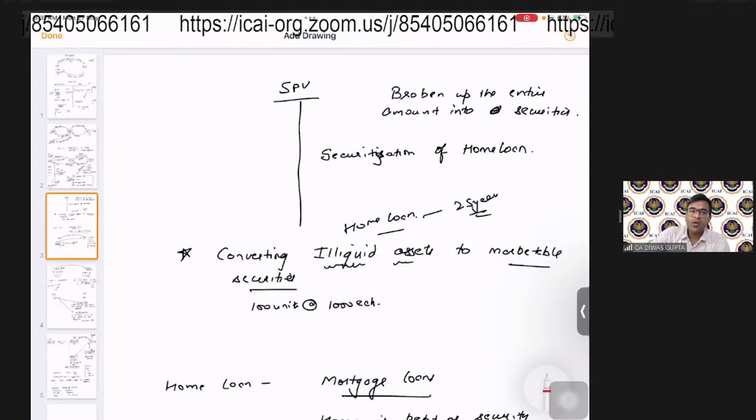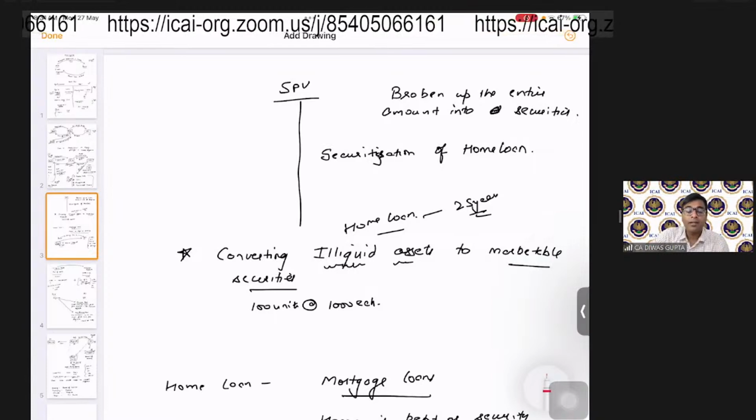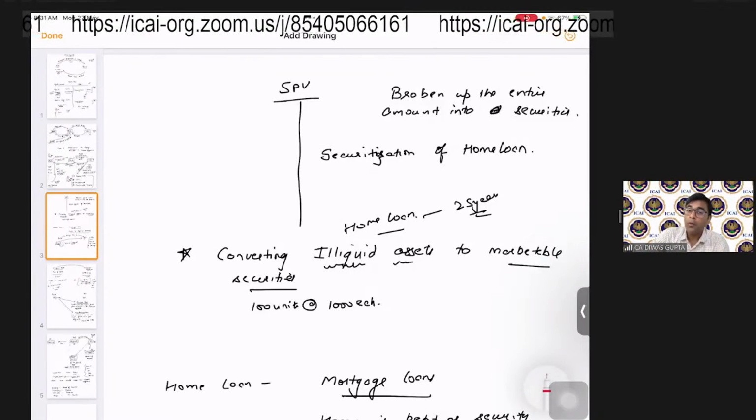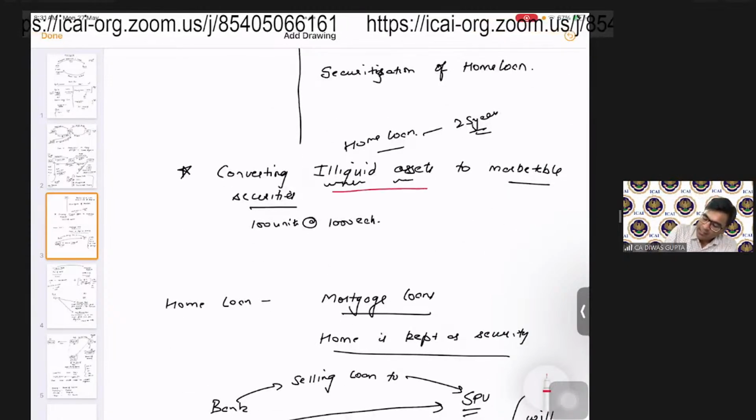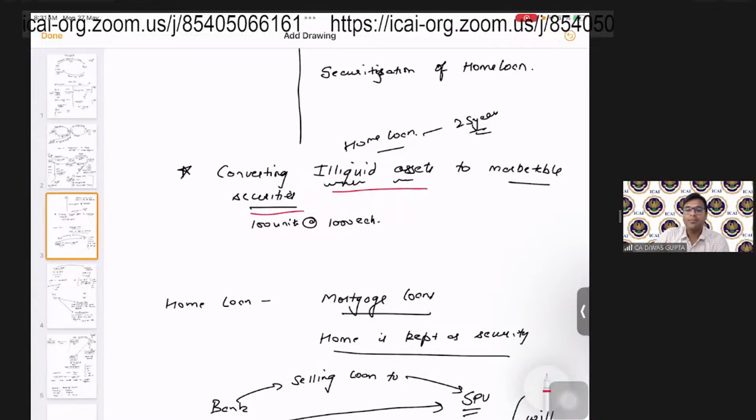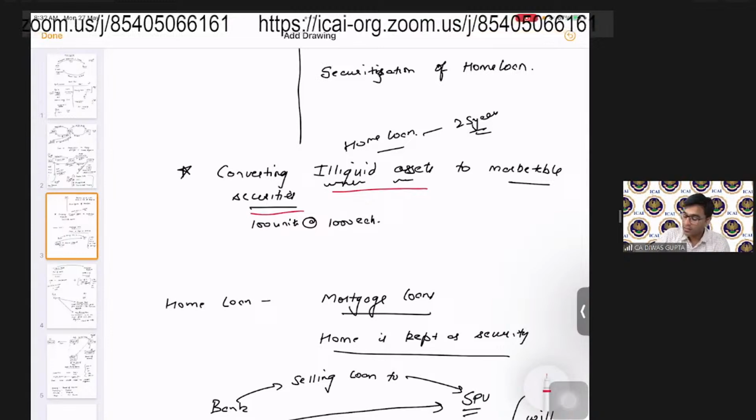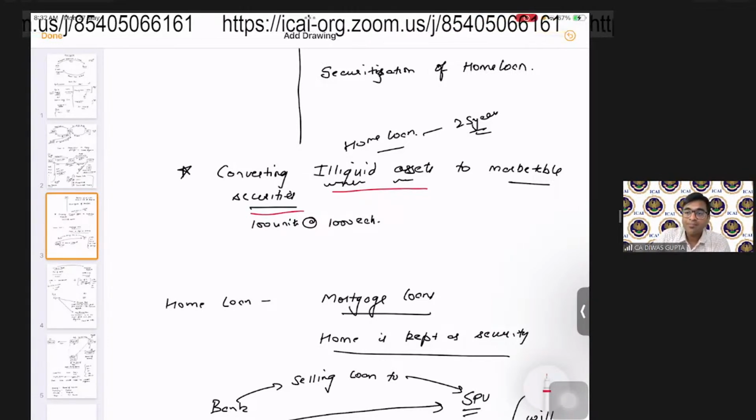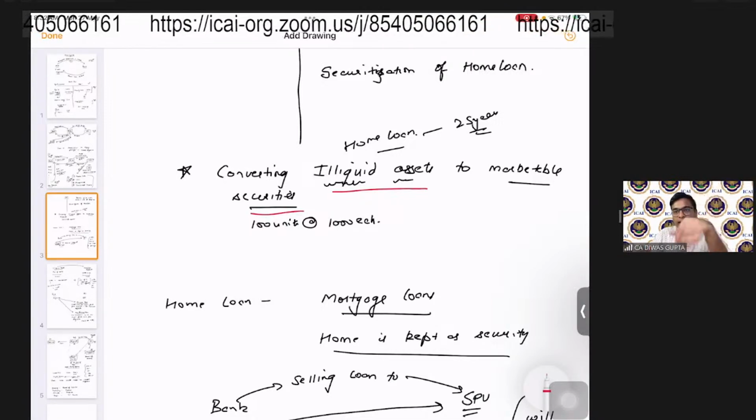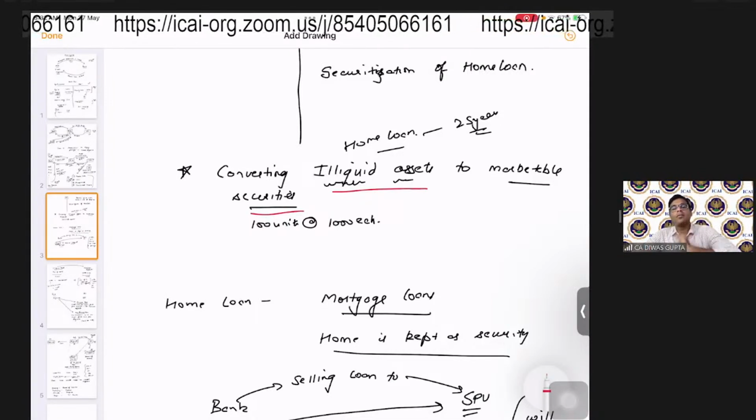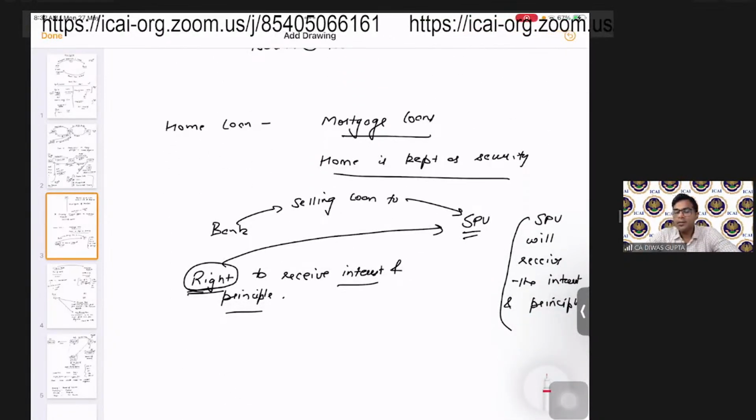Now, in the entire process, what has the SPV done? The SPV has broken up the entire amount into securities, students. That is called securitization of the home loan. And as I said, converting illiquid assets to marketable securities, students. An illiquid asset is something like a home loan, which has a tenure of, let's say, 25 years. And marketable securities are these units that have been issued to the respective investors, and they can sell and purchase those units, right? That's why they are called marketable securities.